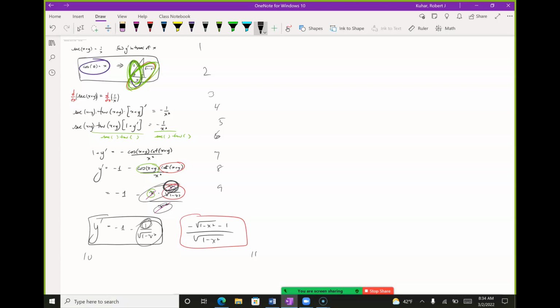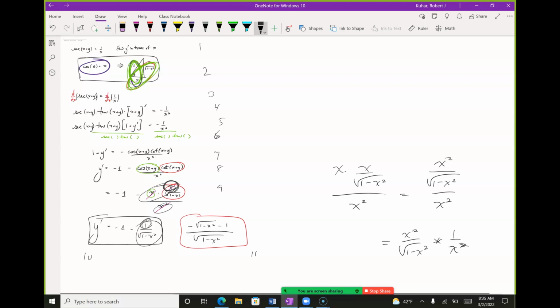If I was just working on that on the side, I have x times x over square root of 1 minus x squared over x squared. That's going to become x squared over square root of 1 minus x squared over x squared. Then I'm going to do keep, change, flip. So keep the top, change the divide to a multiply, and then flip the bottom. I skipped all these steps. And then cancel, and then I see I got a 1 over square root of 1 minus x squared. But I skipped all of that in my head.